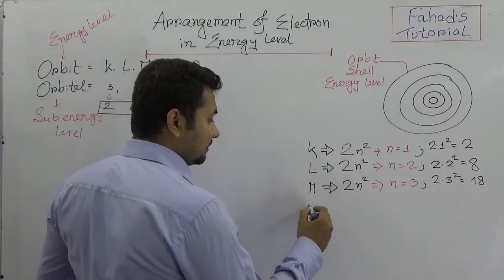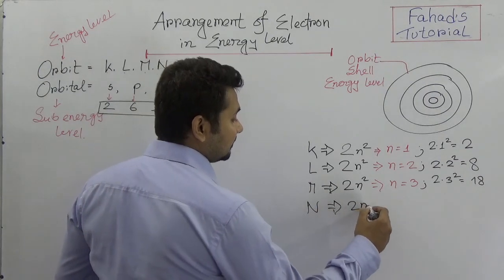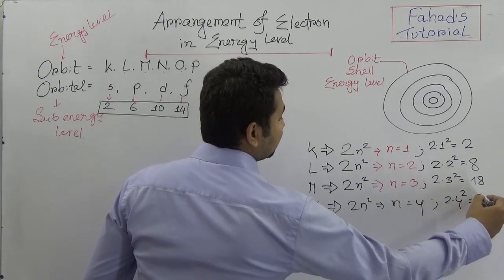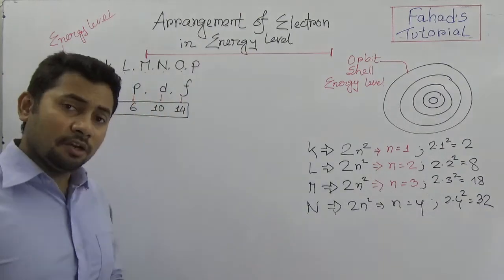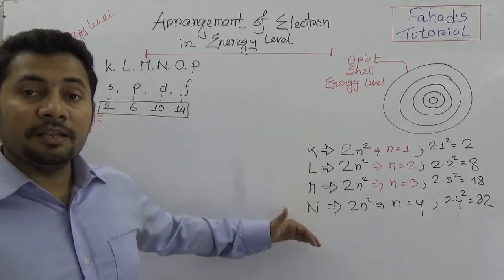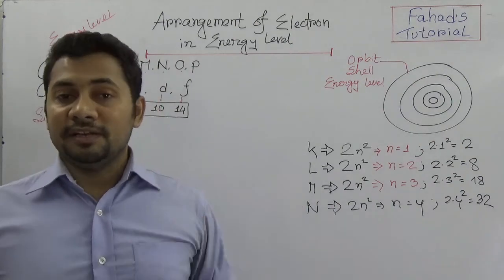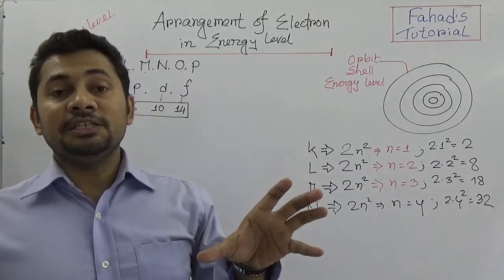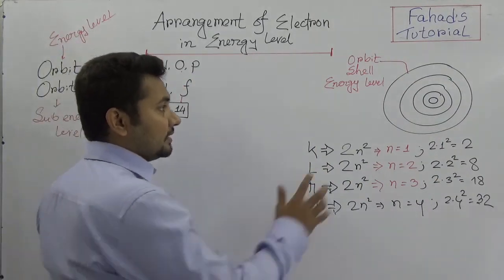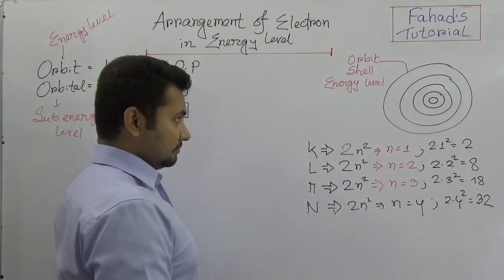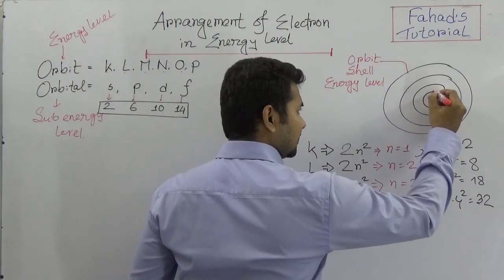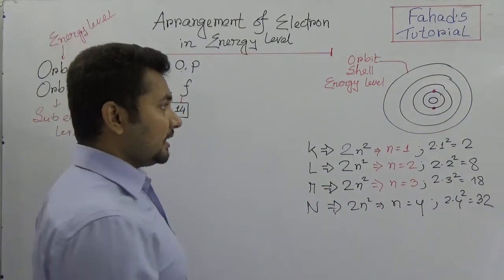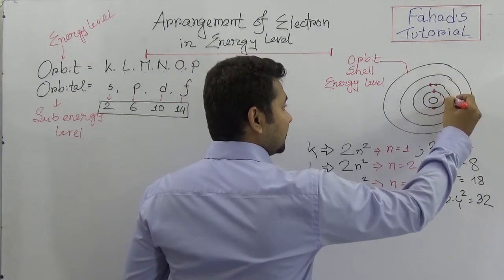For the N shell, n equals 4, then it is 2 times 4 squared, which is 32. We can go further like K, L, M, N, O, P, Q shells based on the number of electrons. So we can have this number of electrons arranged into the shells. If this is the nucleus and this is the first shell, in the first shell we can have 2 electrons. In the second shell we can have 8 electrons.